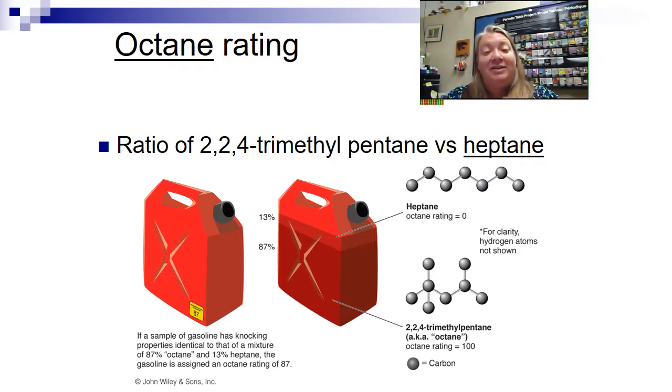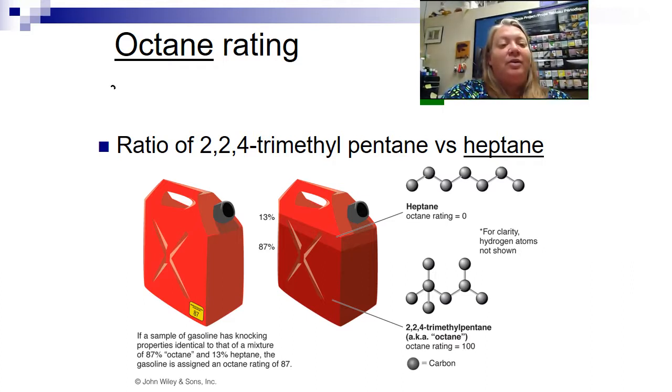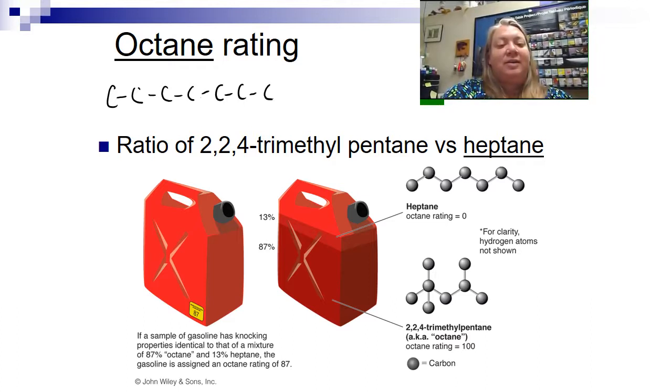They started off by finding two types of hydrocarbons. The first hydrocarbon that they used was heptane. Okay, let's see if we can figure out what that is. Heptane. The prefix hept means 7, and ane means it's an alkane. It's just 7 carbons in a row. 1, 2, 3, 4, 5, 6, 7. I'm not showing the hydrogens, but you know that each carbon likes 4 bonds. So if it's missing any of those bonds, it's going to have hydrogen surrounding it.